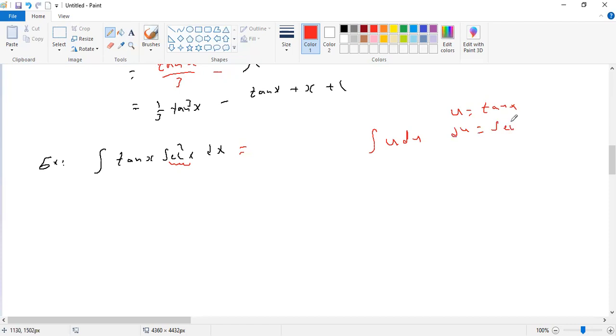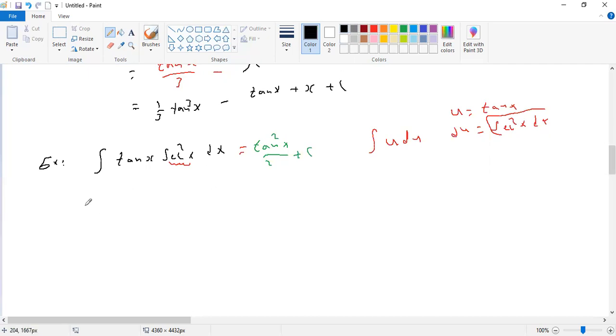The du is equal to secant squared x dx. So secant squared x dx is du, and this one is tan. So it is clear here, you don't even need to write du: tan, the derivative of tan is secant squared. So what's the answer? The answer is tan to the power 1 plus 1, which will be tan squared over 2 plus c.